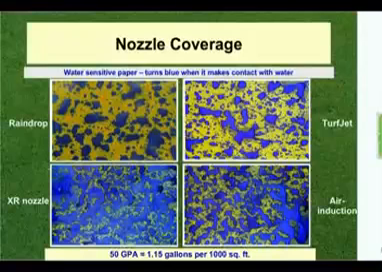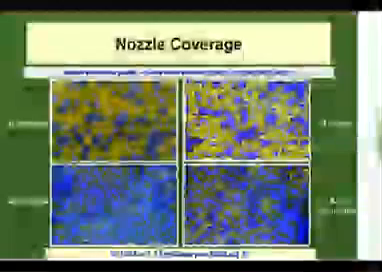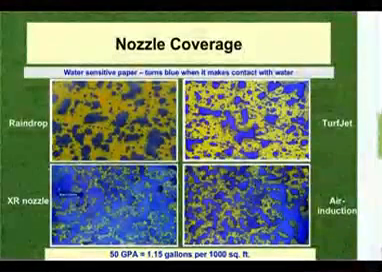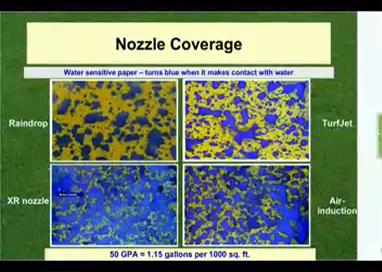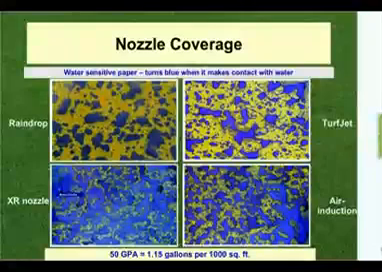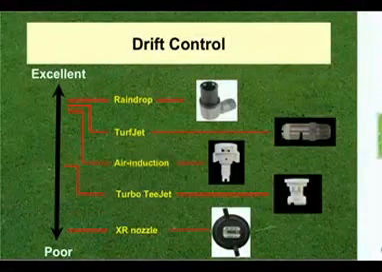So if this were a leaf, you could see how a lot of areas are just not covered with these two nozzles, whereas the extended range nozzle or the air induction nozzle give you very good coverage because the droplets are finer and they tend to be closer spacing. So essentially, the extended range and air induction nozzles give you good coverage, often translating into good disease control.